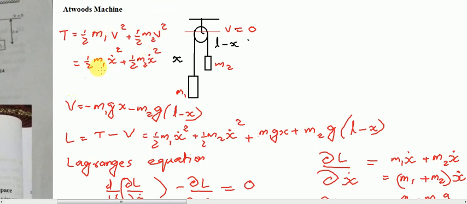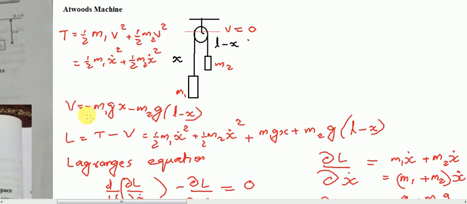Here the kinetic energy is half m1 v square plus half m2 v square. Both objects have the same velocity because it is an inextensible string that connects them. So we can write velocity as the rate of change of displacement, dx by dt. That is why v is replaced by x dot: half m1 x dot square plus half m2 x dot square.